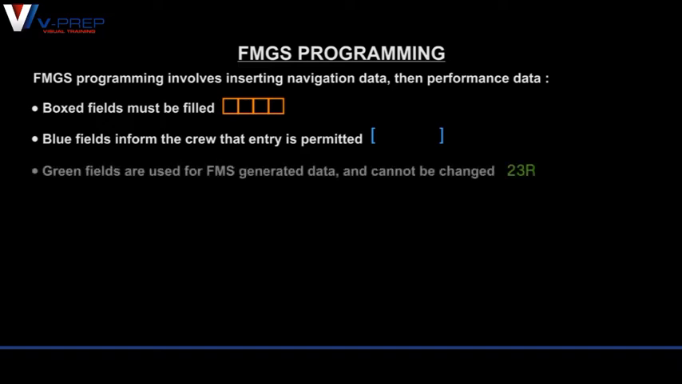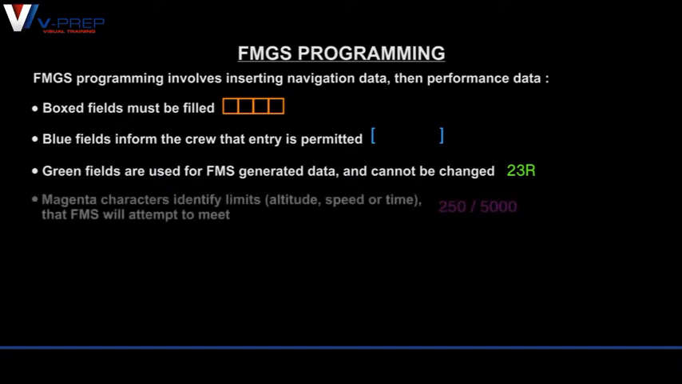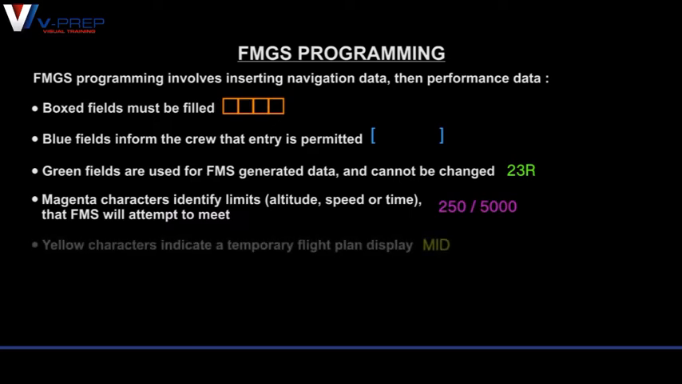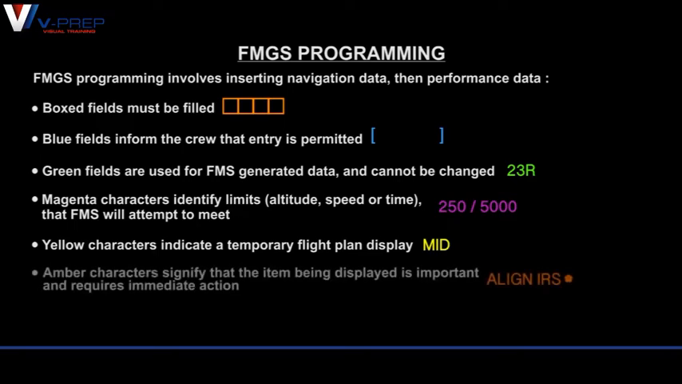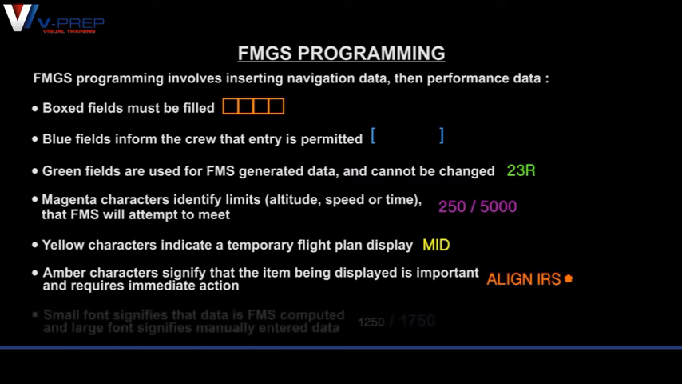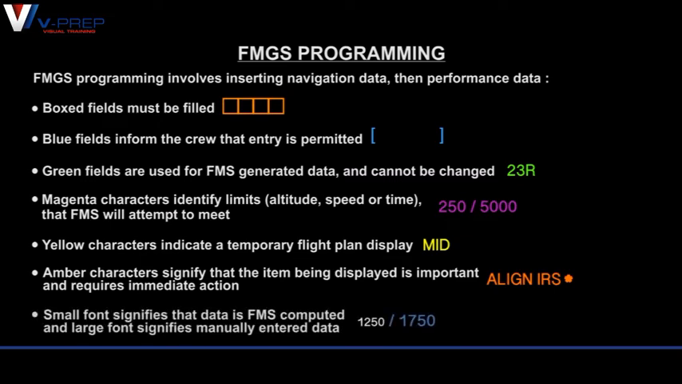Green fields are used for FMS-generated data and cannot be changed. Magenta characters identify limits, altitude, speed, or time that FMS will attempt to meet. Yellow characters indicate a temporary flight plan display. Amber characters signify that the item being displayed is important and requires immediate action. Small font signifies that data is FMS computed, and large font signifies manually entered data.